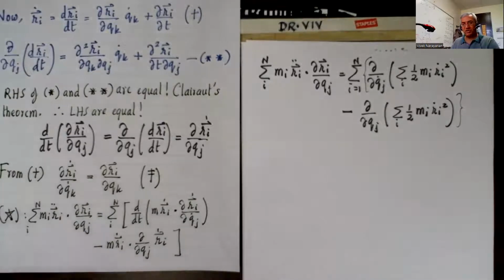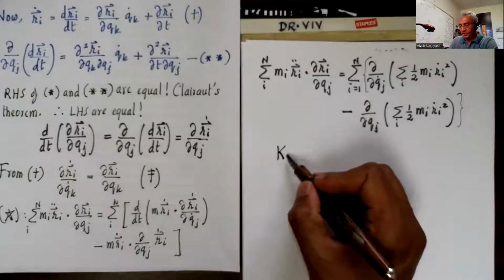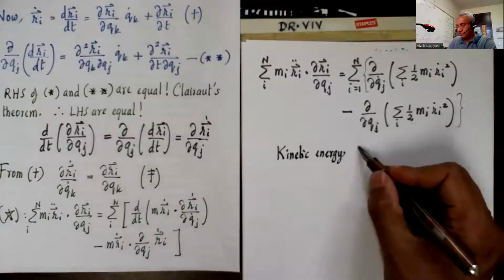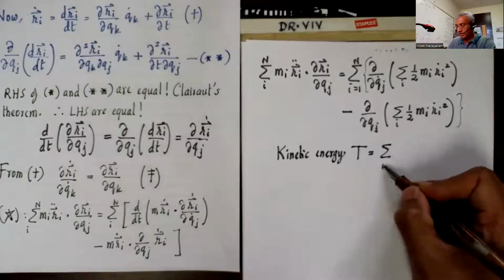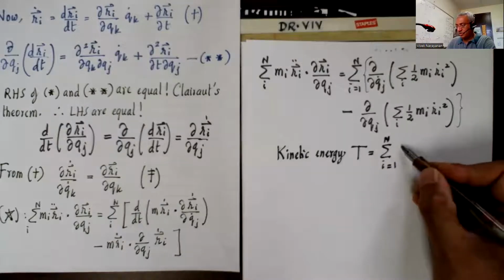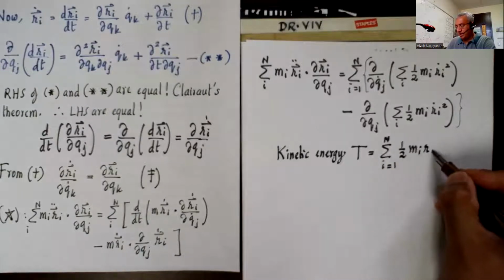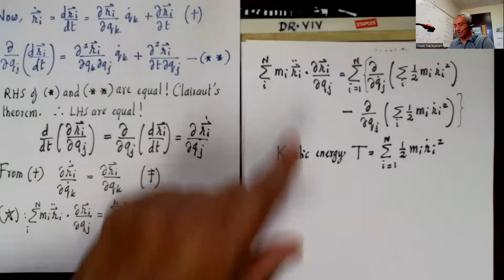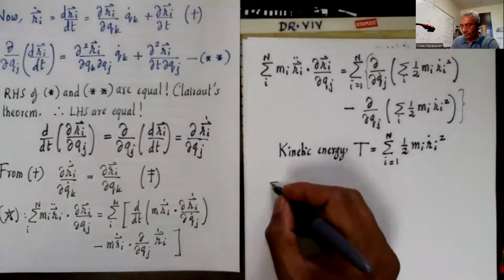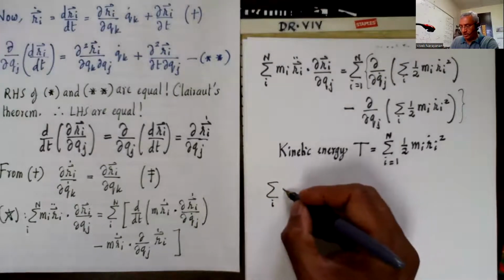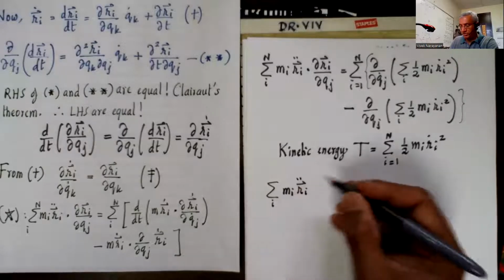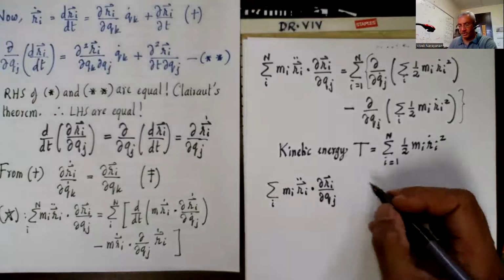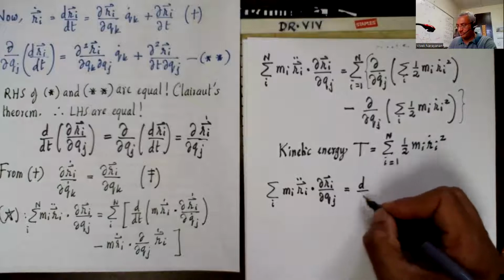And at this point, you simply recognize the kinetic energy. The kinetic energy of the entire assembly of particles is simply the sum from i from 1 to n of 1/2 m_i r_i dot squared. So we're going to indicate that and put it back into that equation. So our final step is the sum over all the i's, m_i, acceleration dotted with ∂r_i over ∂q_j, is just going to be d/dt.